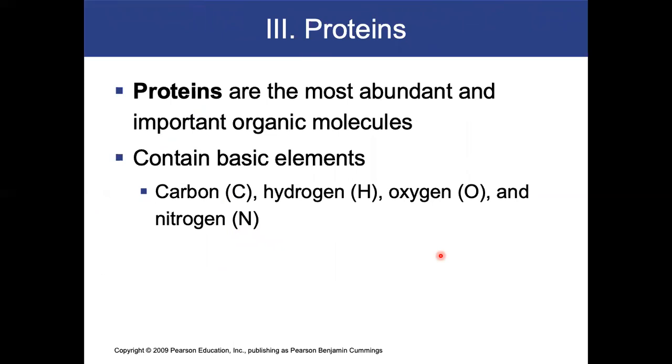Okay, the next category is proteins. Proteins are the most abundant and important organic molecule in our body. They contain carbon, hydrogen, oxygen, and nitrogen. So these guys are unique in the fact that they contain nitrogen. When we use these guys for metabolism, we actually have to rip off the amine group, or the nitrogen containing group, because we can't just stick this into metabolism.